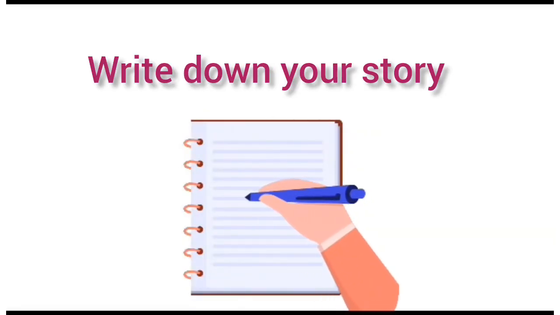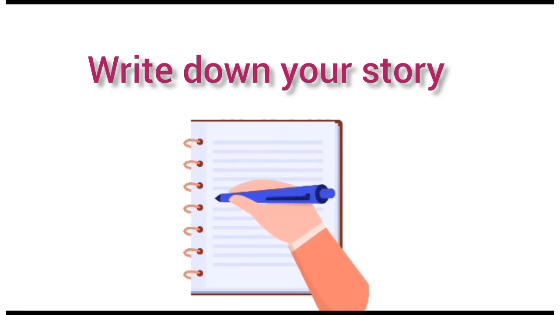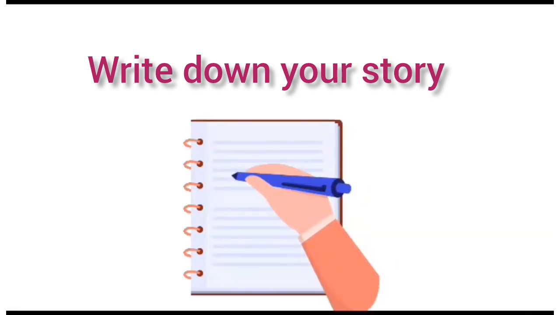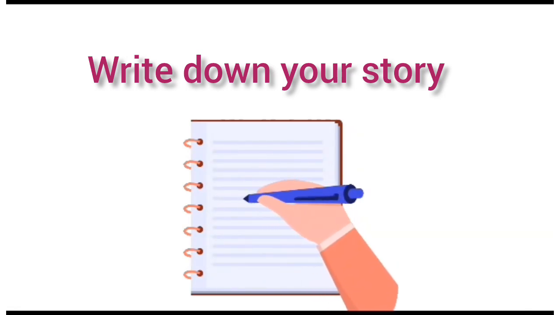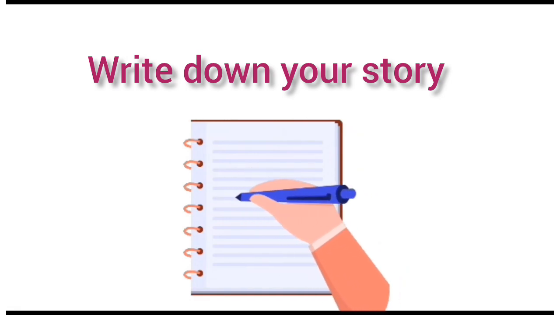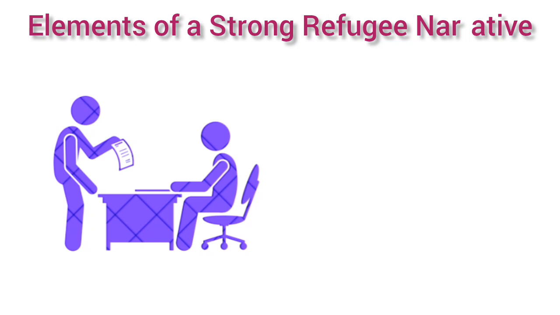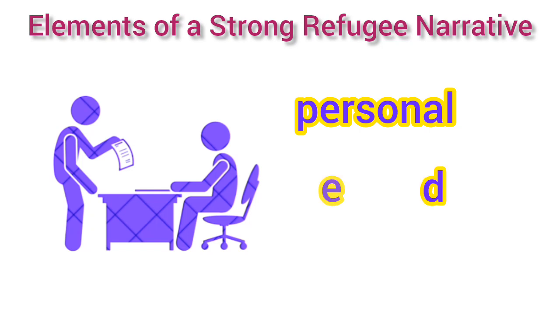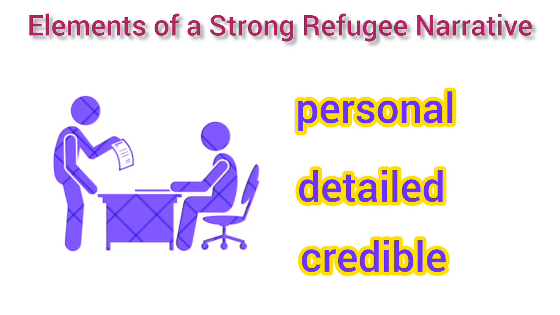Write down your story. It is helpful to write down your story. Include everywhere you worked, lived, and traveled in the last 10 years. This can help you think about what evidence is important to your claim. A strong refugee narrative is vital for a successful refugee claim. It must be personal, detailed, and credible.